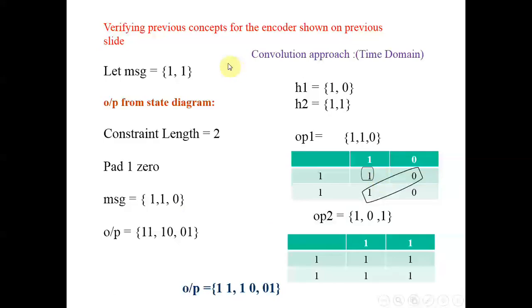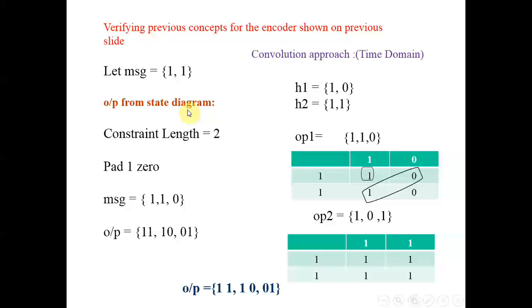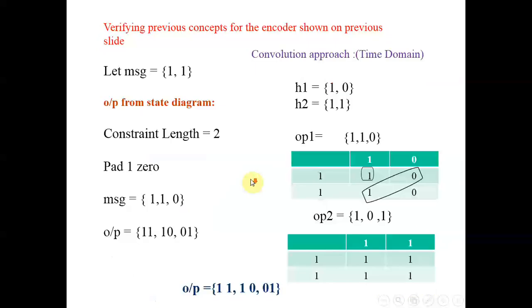So let's verify a few of the concepts. So far we have just discussed the tree and state diagram representation. Now let's see how to encode a particular message. So let's say my message applied is 1 1. Which encoder am I referring to? I am referring to this particular 1/2 encoder, where I have the state diagram and where I also have the tree. So let's verify all the concepts which we have discussed so far.